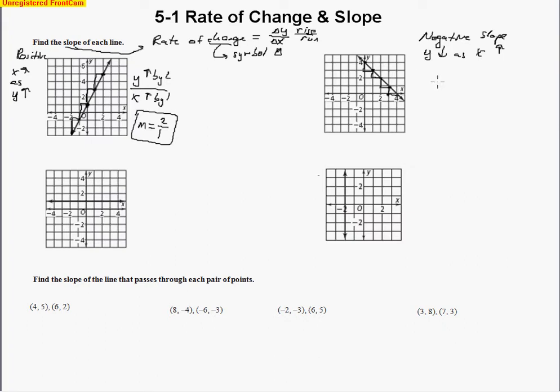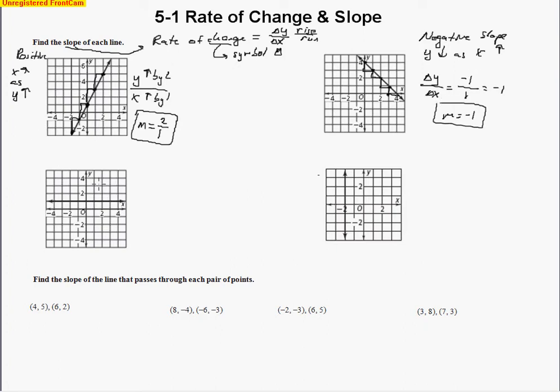We can write that as a fraction. Again, slope is the change in y over the change in x, or the rise over the run. This time we're not rising but falling. We're going down 1 and then over 1. So that makes negative 1. That's what our slope is.